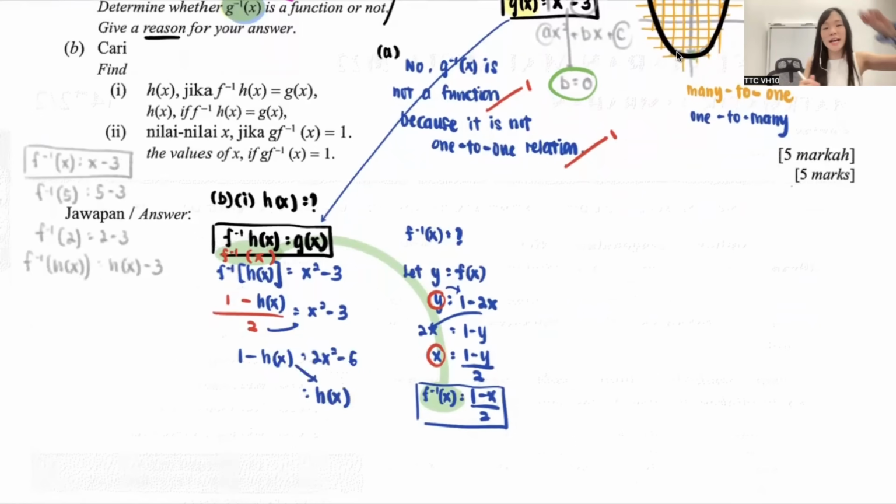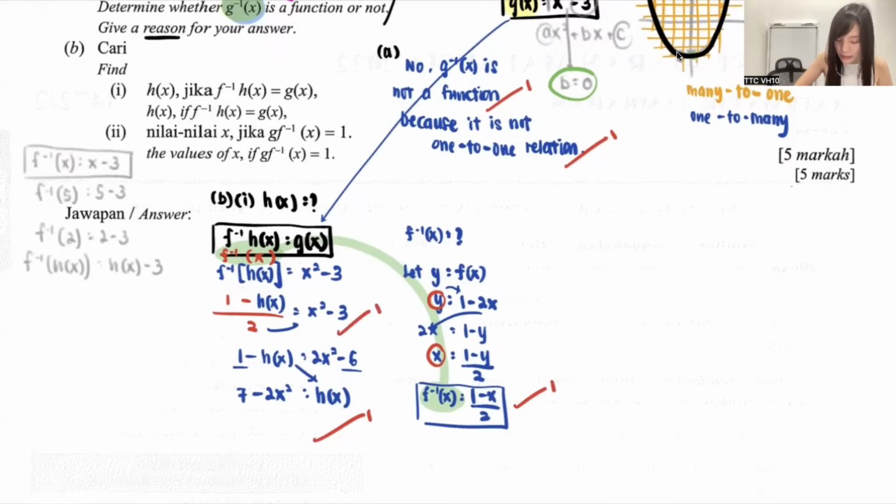Easy peasy. Negative h(x), move it over positive h(x). So my dear, 1 plus 6, 7 plus 2x, move it over minus 2x. Done. So your answer will be 7 minus 2x squared. Done. How many marks here? So my dear, here 1 mark. Just now you're able to do the inverse correctly, another 1 mark. And then you sub in correctly, another 1 mark. There go, 3 marks. Let's move on.